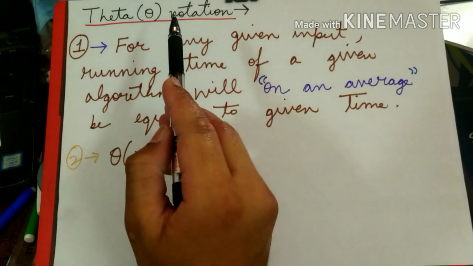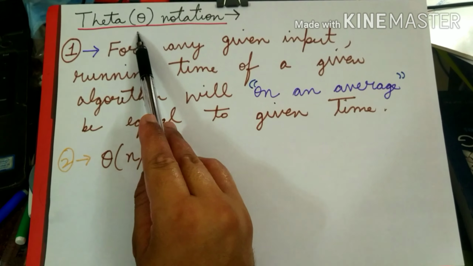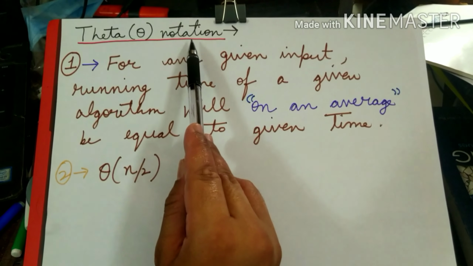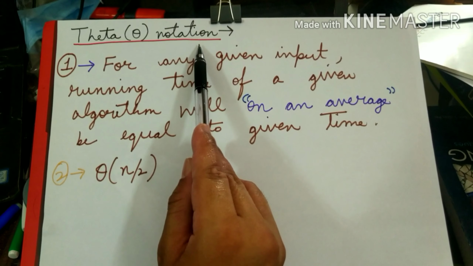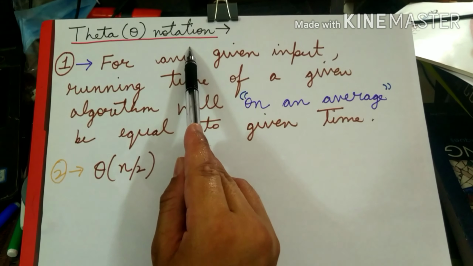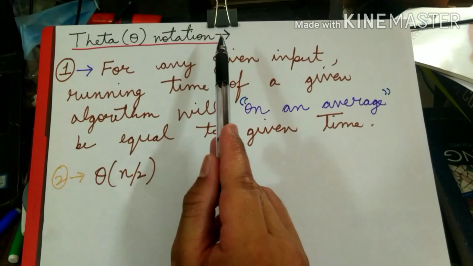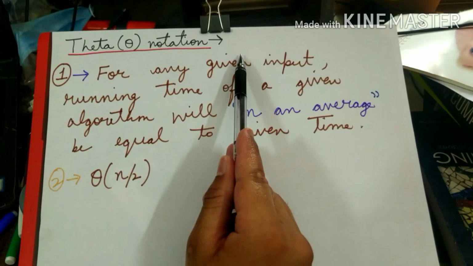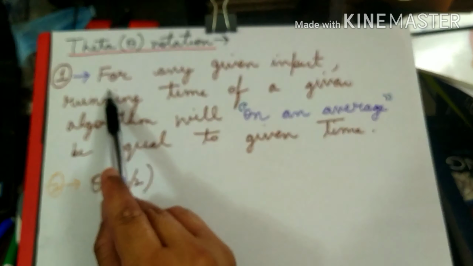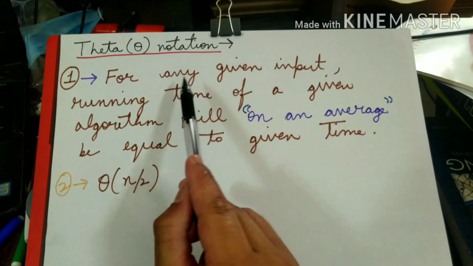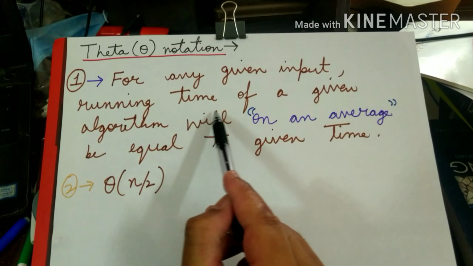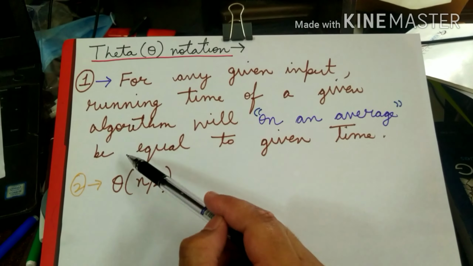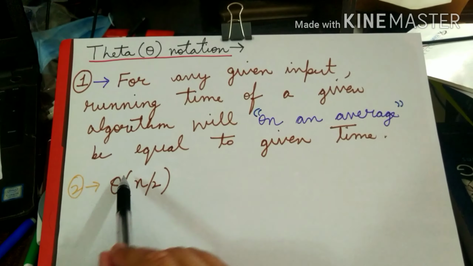So now the third notation is theta notation. What is a theta notation? It measures the average case time complexity. Suppose to sort 1000 numbers, it takes 10 seconds, 20 seconds, and the third time it takes 30 seconds. So 10 plus 20 plus 30 divided by 3. So for any given input, the running time of a given algorithm will on average be equal to the given time. So it is theta n by 2.